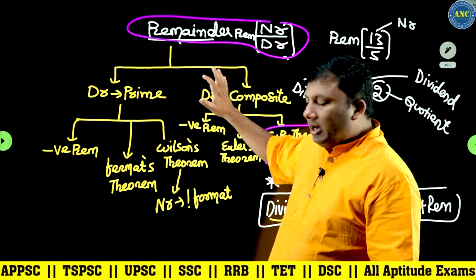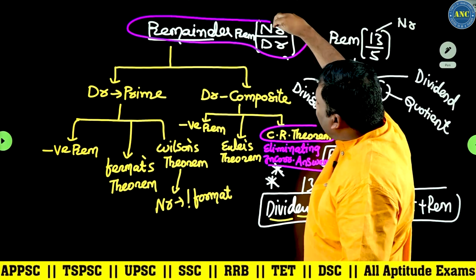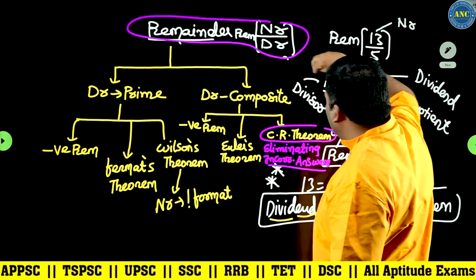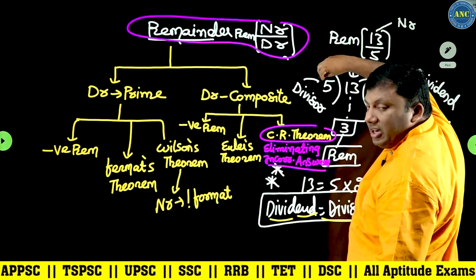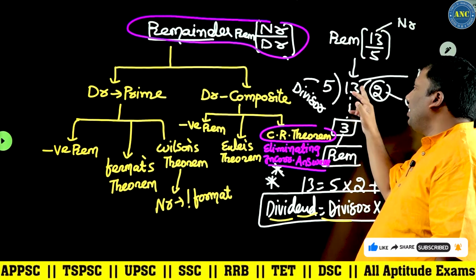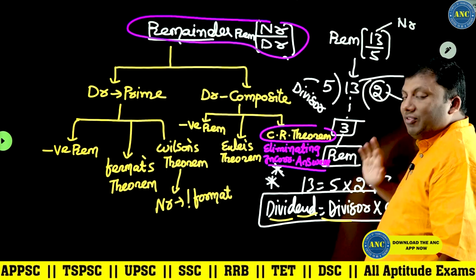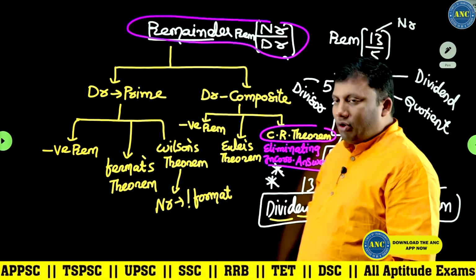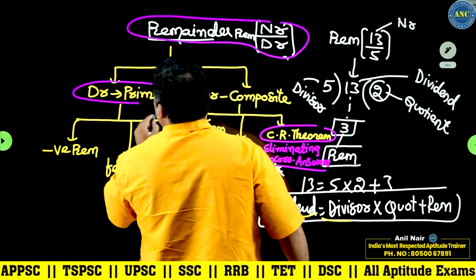The remainder format will be like this. A number will be divided by another number. The number which is dividing is the divisor. The number which is getting divided is the dividend. How many times the divisor is dividing the dividend is the quotient. What is left over is the remainder. The denominator can be a prime number.